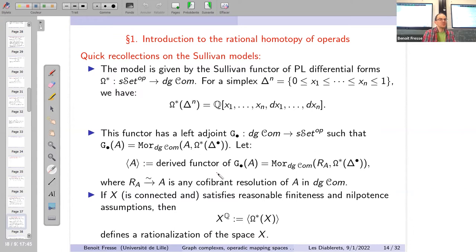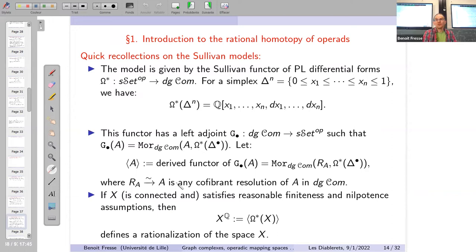So it's a very good model to do computation. So really, you can easily do computation on the rational homotopy of simplicial sets in the category of DG commutative algebras. You would like to have the same for operads, for topological operads, and equivalently for operads in simplicial sets. So the idea is to rely on this model.